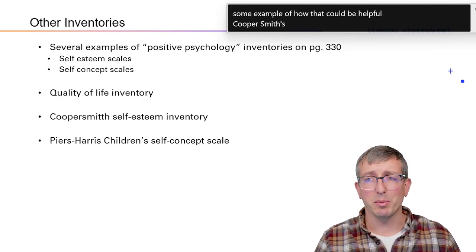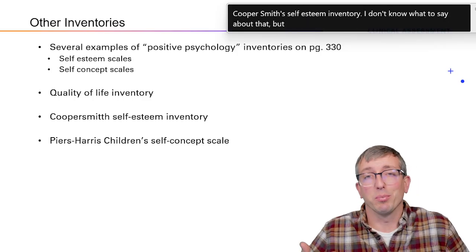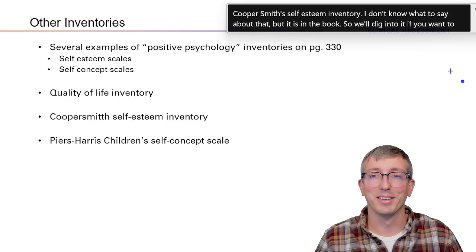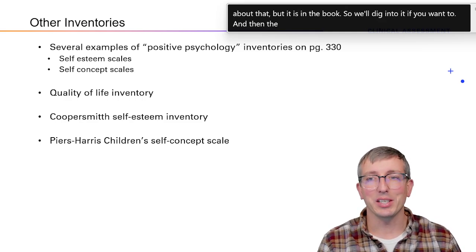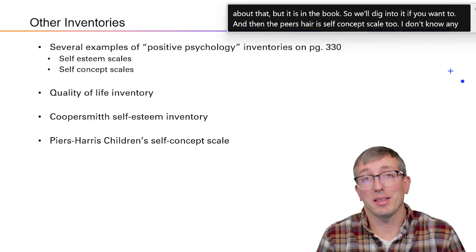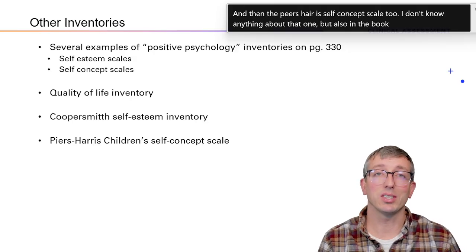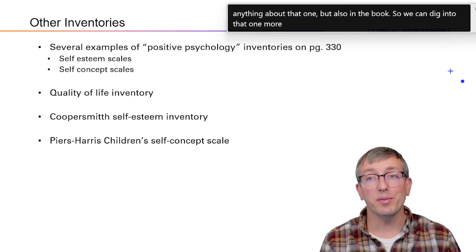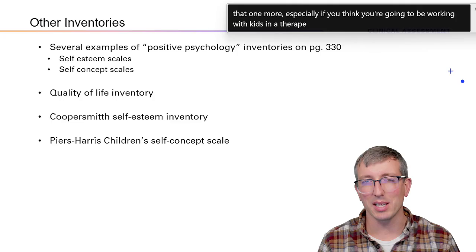Coopersmith's self-esteem inventory. I don't know what to say about that, but it was in the book, so go dig into it if you want to. And then the Piers-Harris self-concept scale too. I don't know anything about that one, but it's also in the book, so we can dig into that one more, especially if you think you're going to be working with kids in a therapeutic context.